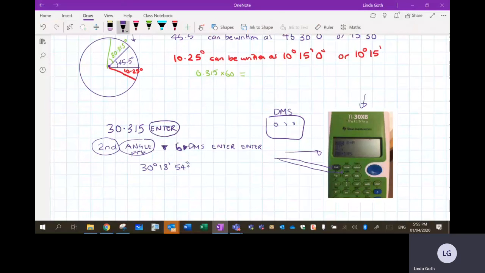So if we were to round that off to the nearest minute, that would be 30 degrees. Well, is it going to be 18 minutes or 19 minutes? Let's have a closer look at this number here. These are our seconds. We know that there's 60 seconds in a minute. So as soon as this number here is 30 or higher, we're going to have to round up to the next minute. So this would be 30 degrees and 19 minutes to the nearest minute.